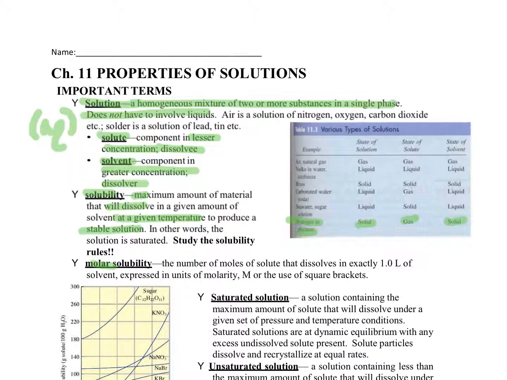Molar solubility is if we use this concept of how much and specifically focus on the moles. The number of moles of solute that will dissolve in exactly 1 liter of solvent. Okay, and this is our molarity. We use a capital M or the square brackets. Get used to these. Any number written inside a square bracket, especially in chemistry, means its concentration.